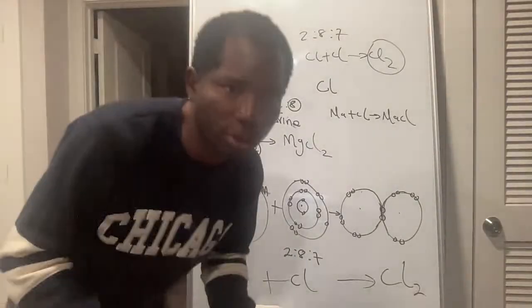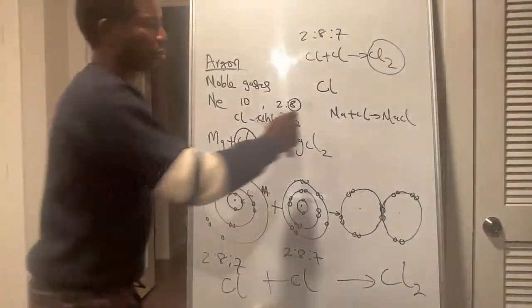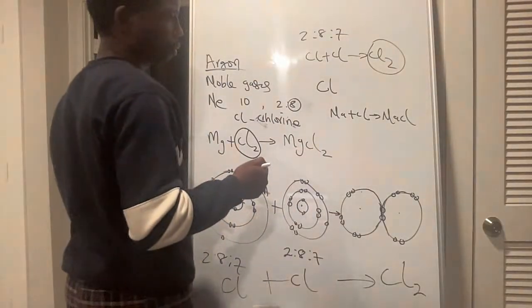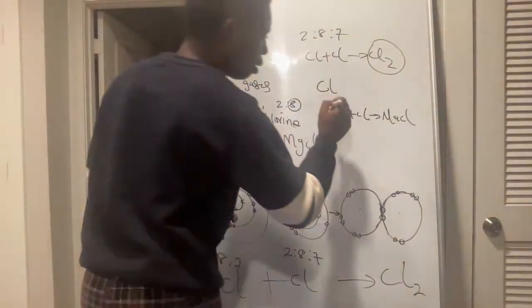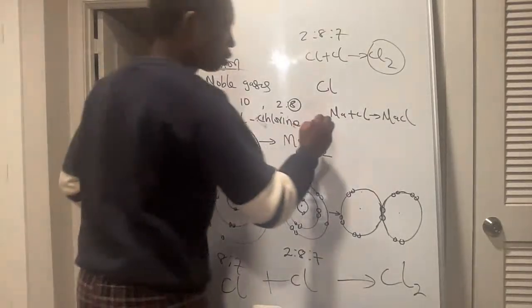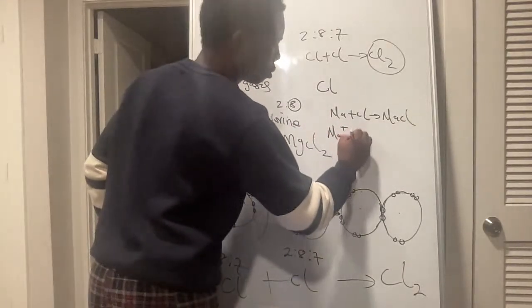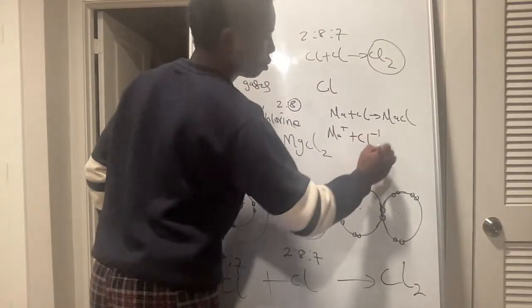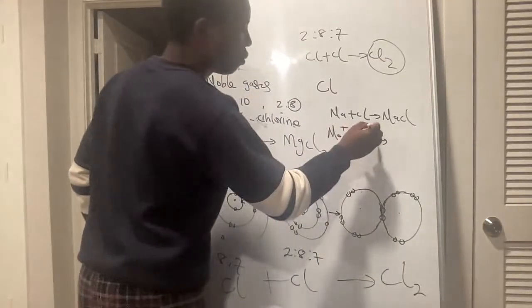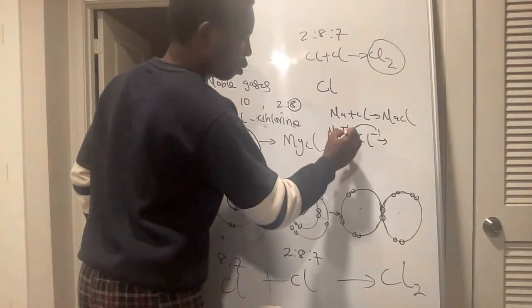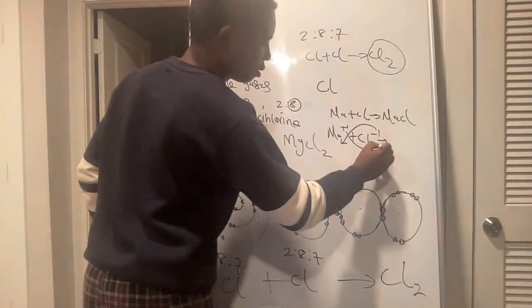When sodium reacts with chlorine, it's going to give us sodium chloride. Now, let's balance the reaction. We should not forget, when sodium ionizes, it's going to give us plus 1, and chlorine gives minus 1. So now, minus 1 comes over here, plus 1 goes the other way.